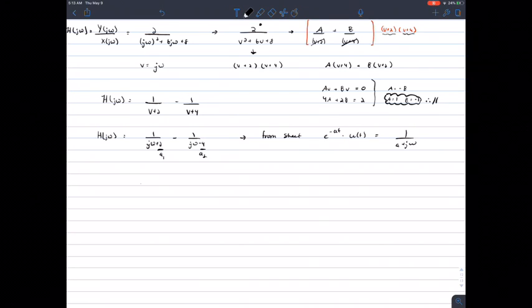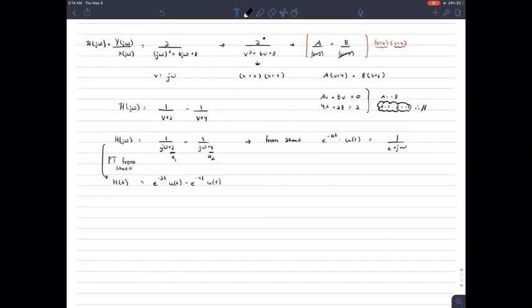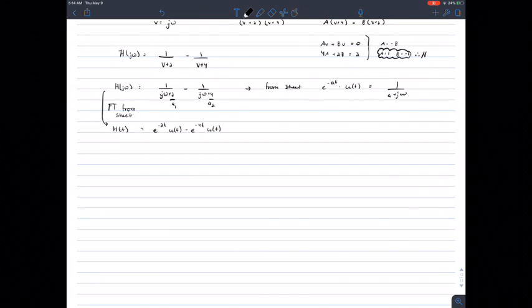So then this is going to give us e to the negative 2t u sub t minus e to the negative 4t u sub t. Okay, and this is going to be our h of t. So you're doing a Fourier transform from the sheet. And you will get to the point where you won't even have to look at the sheet. There's so many of these, you'll have it memorized, okay?